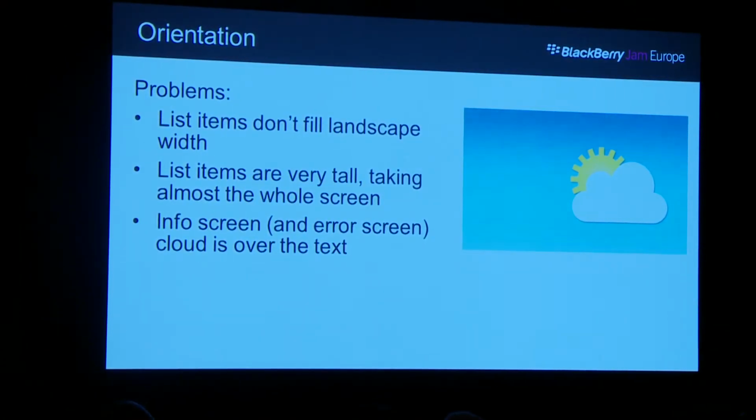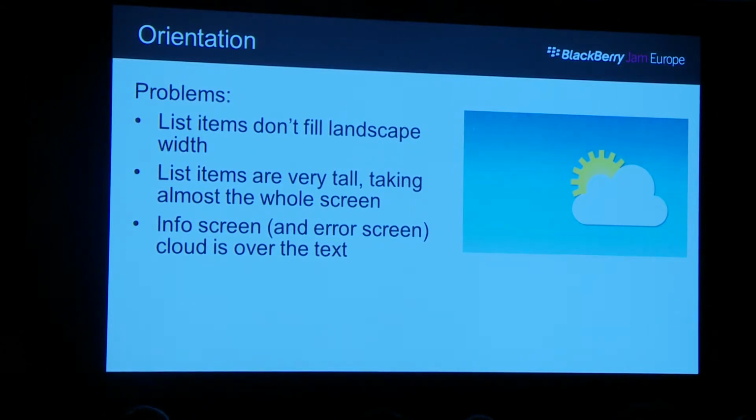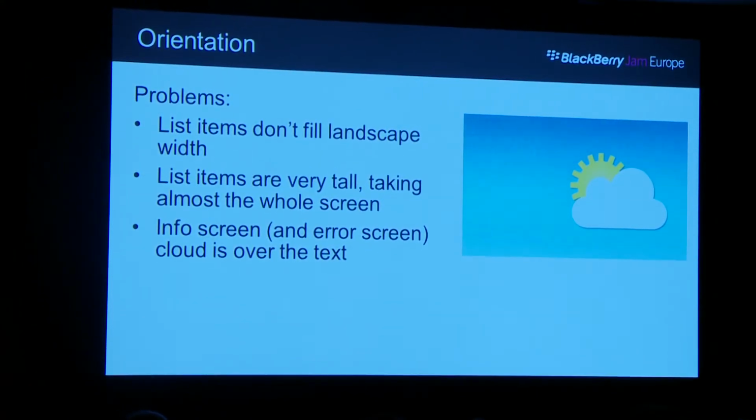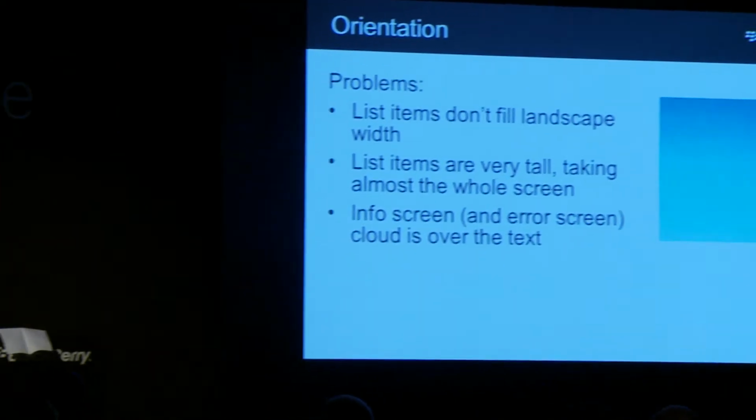Again, the info screen and the error screen, well, the cloud wasn't positioned. So those are a few things that we can adjust pretty quickly. So why does the list item take the whole screen? That's because we were using a static asset for those items. It wasn't resizable, and it was already pre-composed. That's the item right there. So I can't resize that dynamically, and that causes the problem.